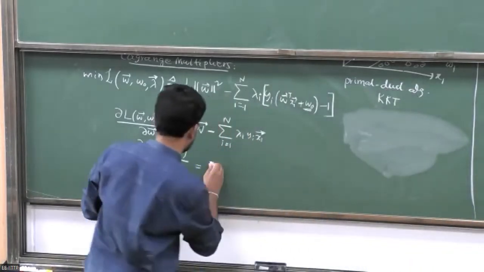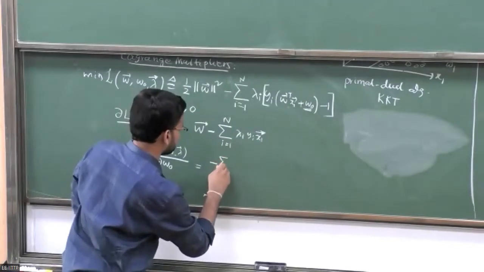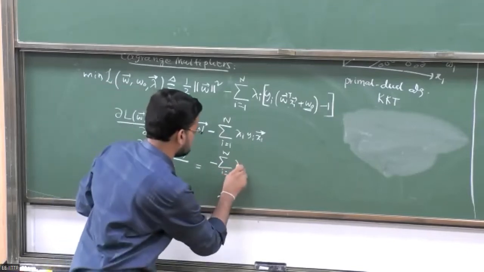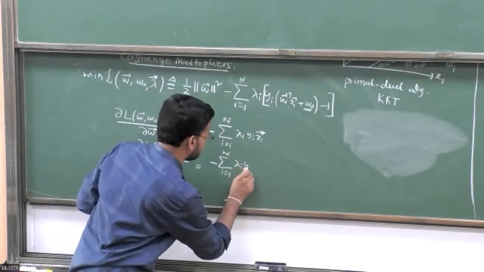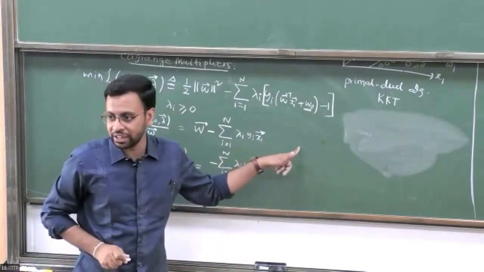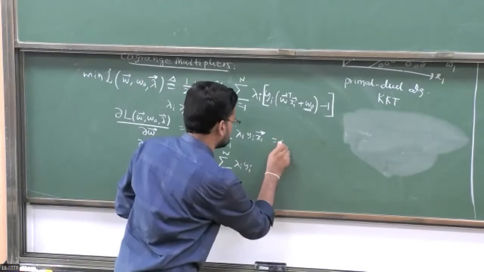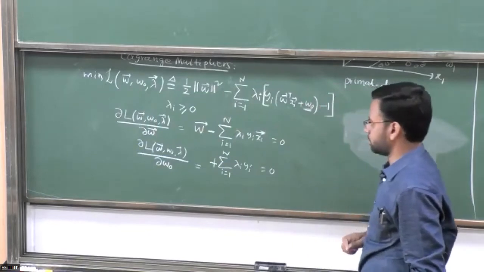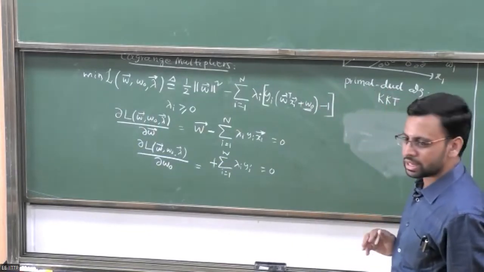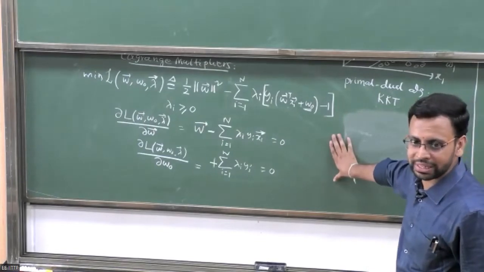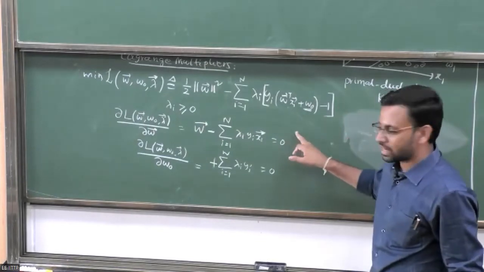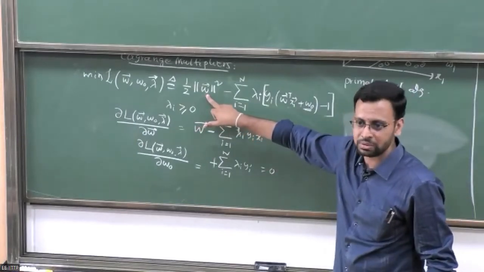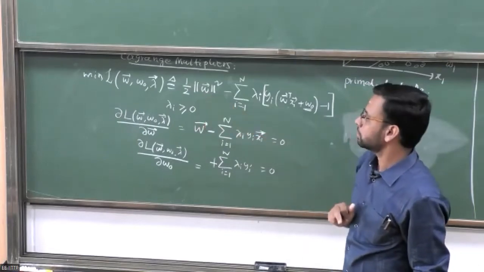Yeah, minus summation, okay, summation of i equal to 1 to n lambda i yi. So by the way, what should I equate it to? 0 here. Okay, this should be equated to 0. Then I will drop this minus to plus here. These are the two KKT conditions that you obtain as a result of, or in the process of, solving this optimization problem.